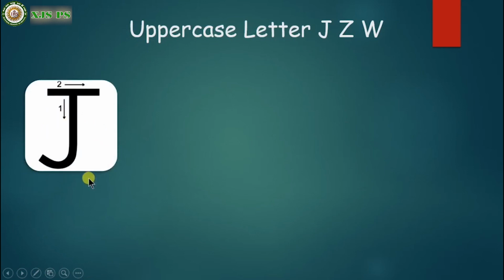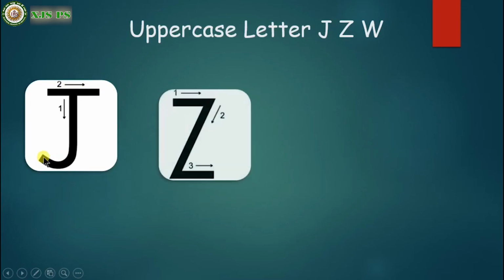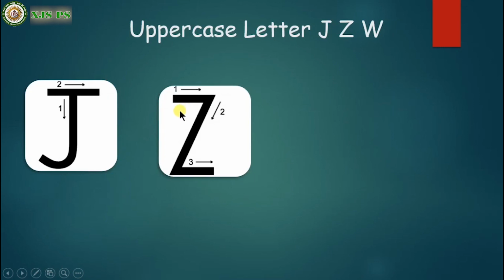What letter is it, everyone? Yes, letter J. How many steps? Yes, there are two steps. First and second, okay. What letter is it? Letter Z. How many steps, everyone? Yeah, very good. Three steps. So the steps are first, second, third. Okay, let's move to the next.